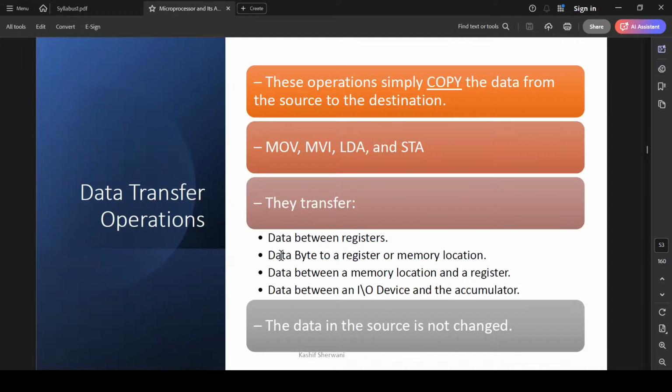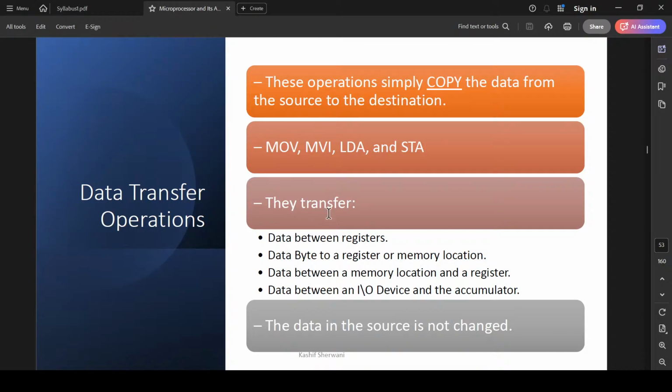Let's see data transfer operations. Remember, there were five types. First of all, you have to transfer the data from somewhere to somewhere else. So let's see how these operations simply copy the data from the source to the destination. It just copies. There are four: MOV, MVI, LDA, and STA.